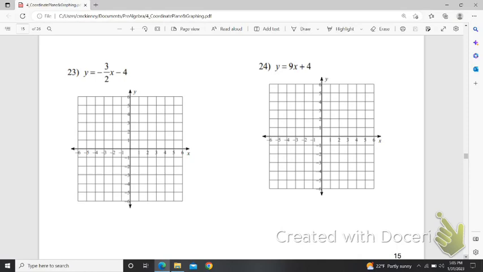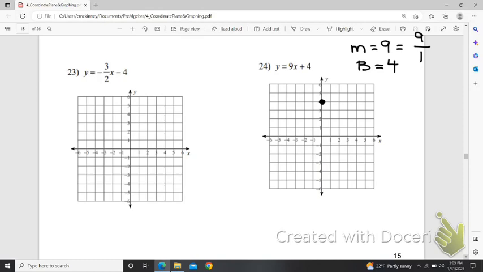I'm going to go all the way down to 24. All right, on 24, our slope is 9, and our b is 4. Well, we know that 9 is 9 over 1. But from 4, I don't want to go up 9. I am going to be like on to the next problem or something. It would be so far off the top of my graph.